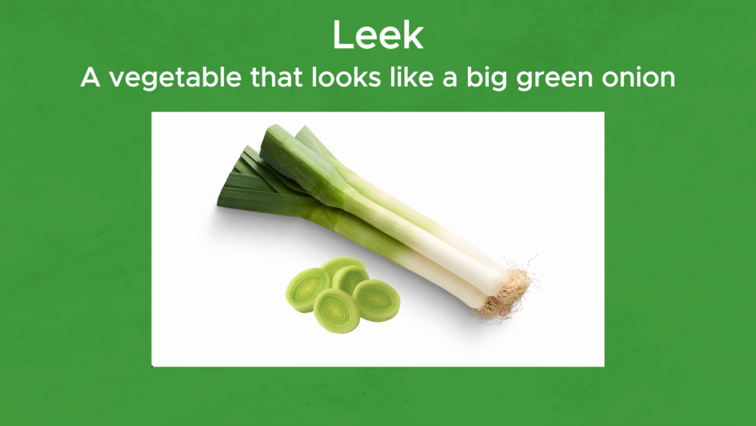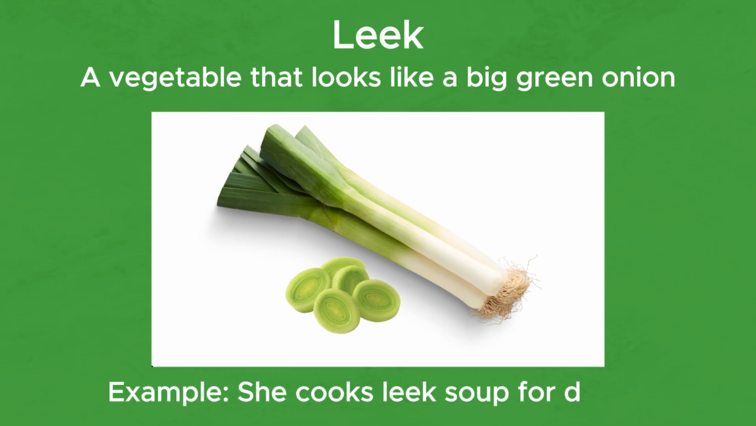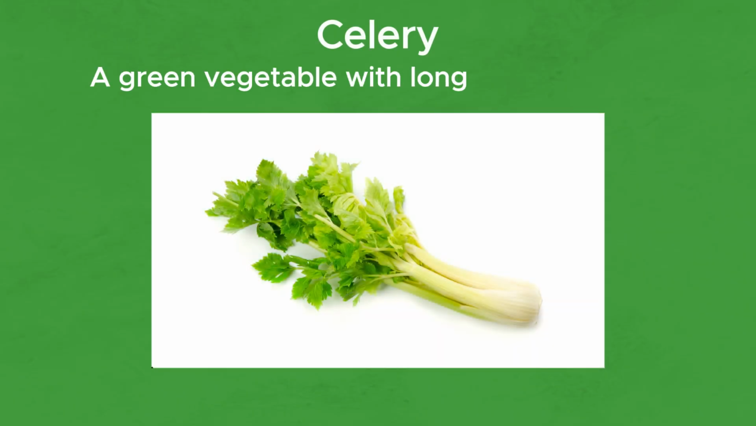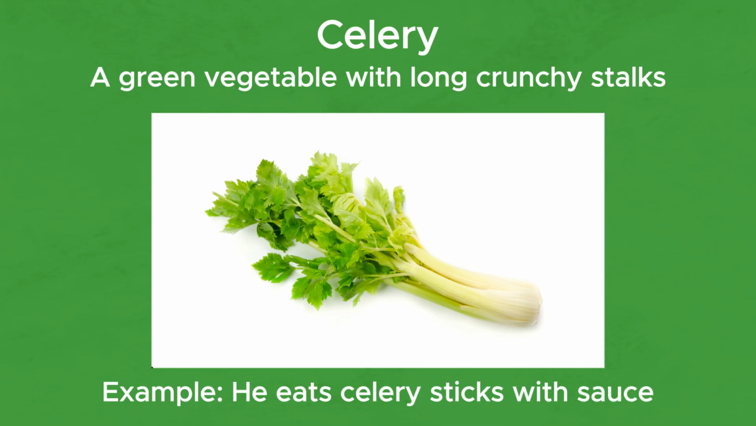Leek. A vegetable that looks like a big green onion. Example, she cooks leek soup for dinner. Celery. A green vegetable with long crunchy stalks. Example, he eats celery sticks with sauce.